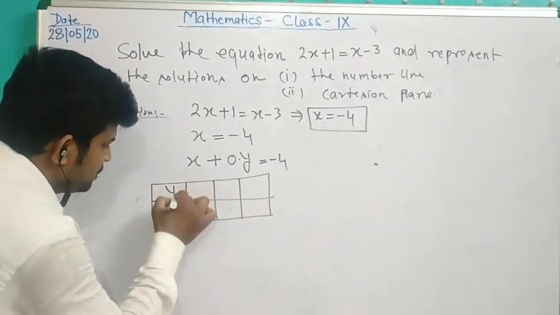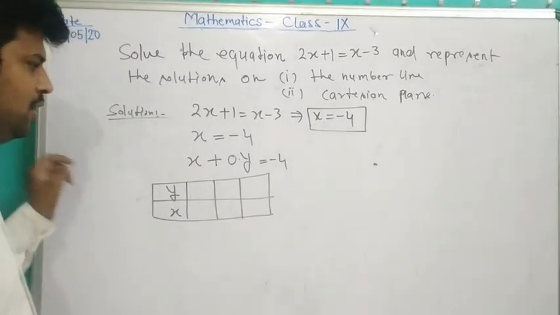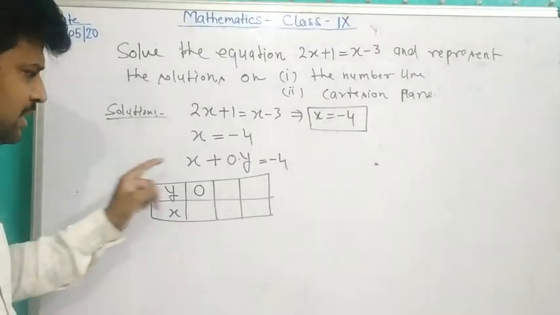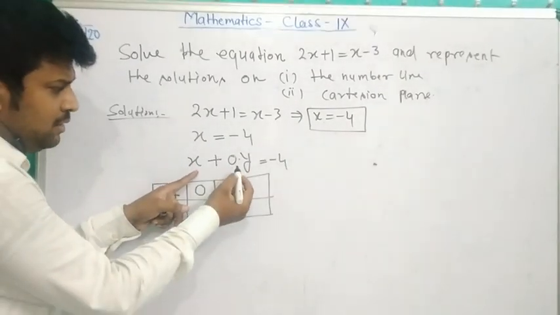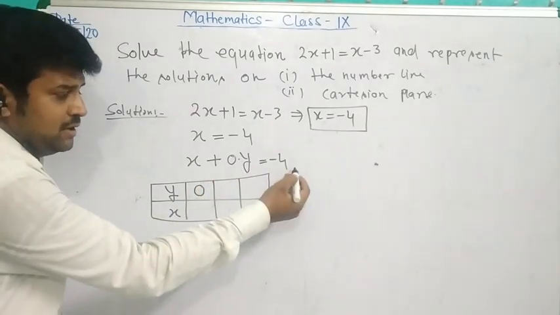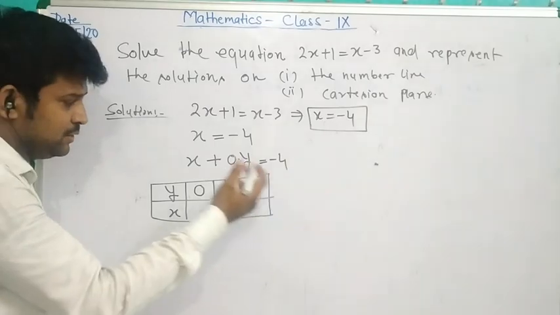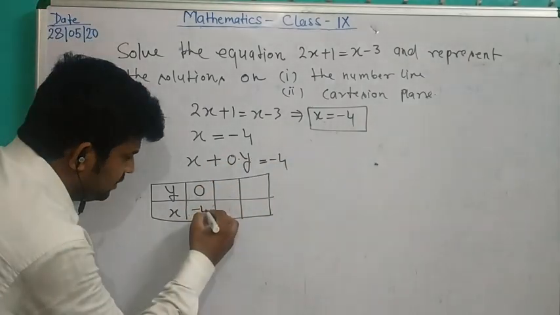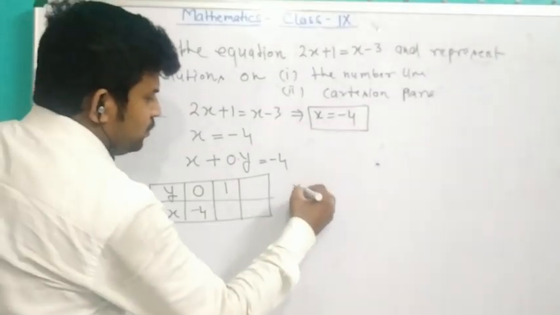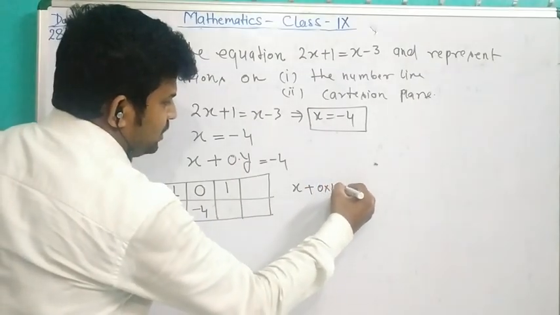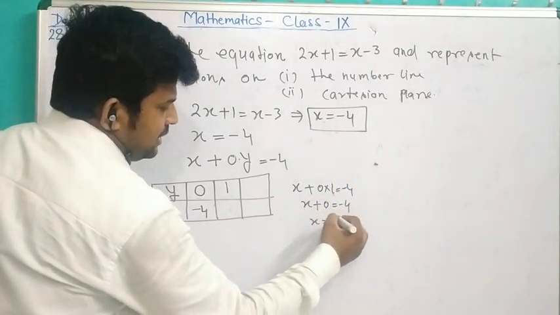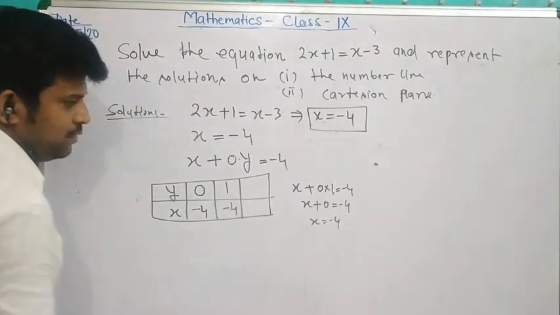Then we write first y and here x. Suppose we put the value of y equal to 0, then x plus 0 into 0 is equal to minus 4. It means x plus 0 equal to minus 4, then x is equal to minus 4. When we put y equal to 1, then x plus 0 multiplied by 1 is equal to minus 4. 0 into 1 is 0, x plus 0 equal to minus 4. Again we get x is equal to minus 4.